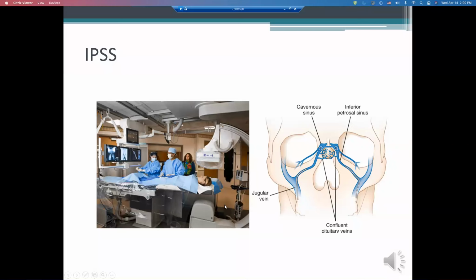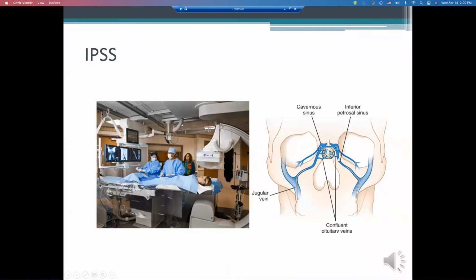Inferior petrosal sinus sampling. You can see this patient on the interventional radiology table. The access is from the femoral vein, and the radiologist will insert a catheter through the internal jugular vein to the cavernous sinus on the right side. This is the pituitary right here, and he will insert another catheter on the other side into the petrosal sinus. This is what we call the inferior petrosal sinus.